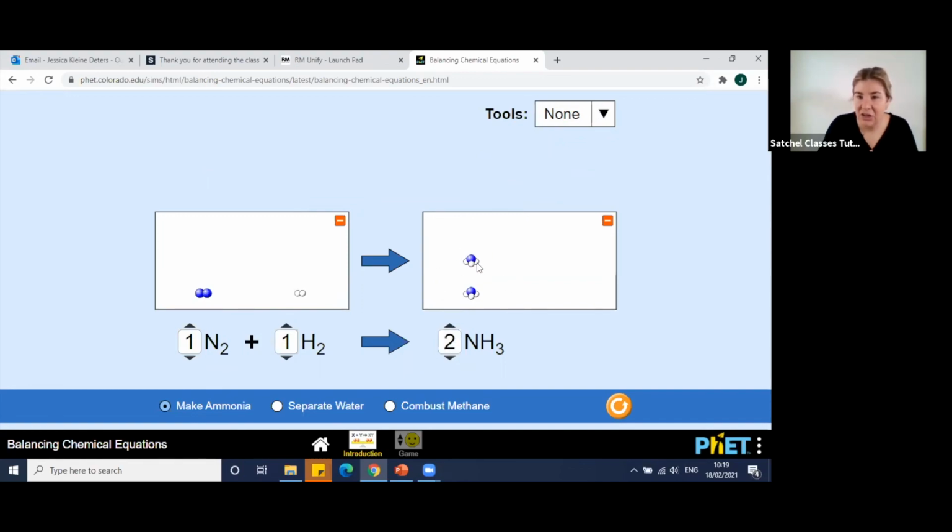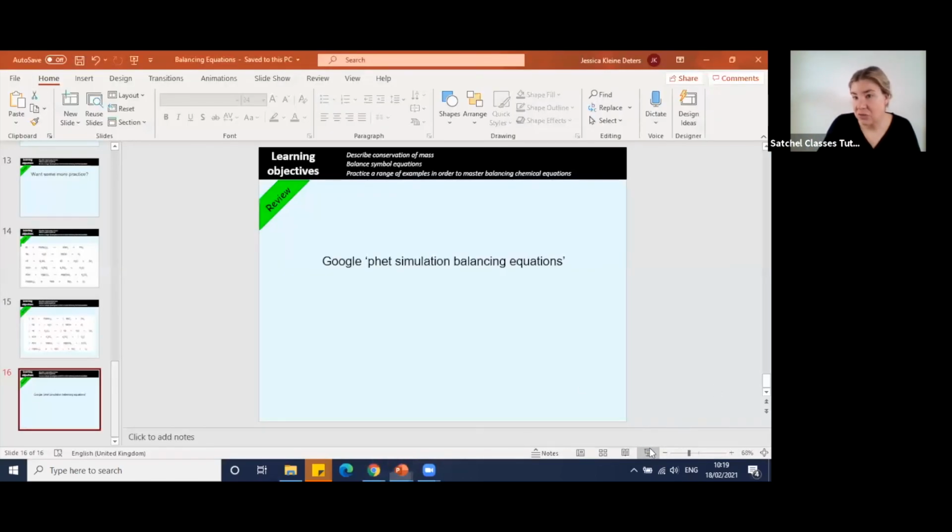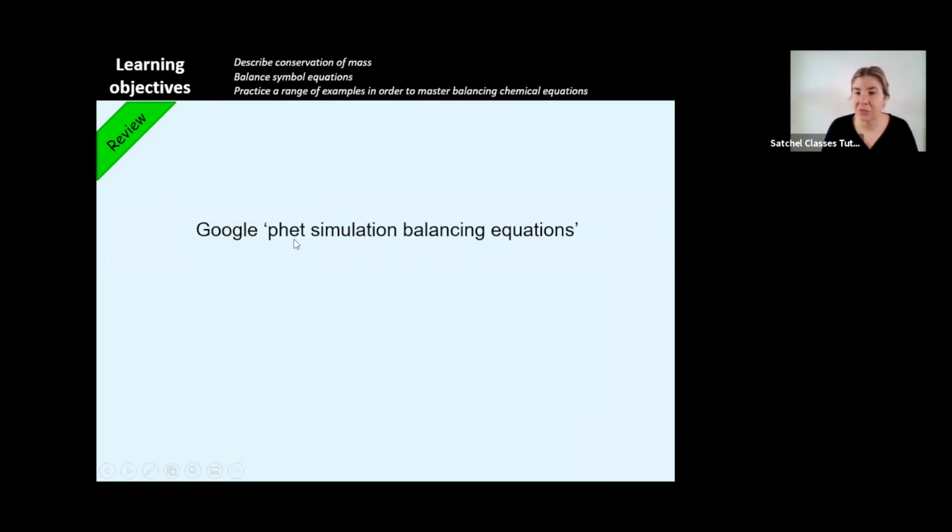Right, I'm going to add another ammonia. Essentially, it's just more of a visual aid. Okay, and whenever you balance it, it comes up with correct. This is balanced. So if you're struggling a little bit, and maybe, like I say, you're more of a visual learner, I would suggest Googling PhET simulation balancing equations and having a play around with that.